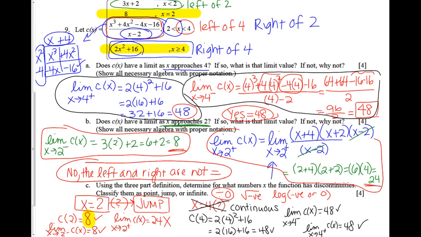Okay, remember we could have 3 things. Point discontinuity is when we just have a hole in the graph. Jump is what we had right here when I had one piece that went to another piece and they didn't match up. And an infinite discontinuity would be an asymptote. So I didn't have that in this graph.